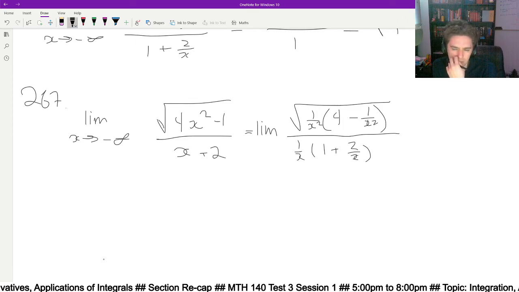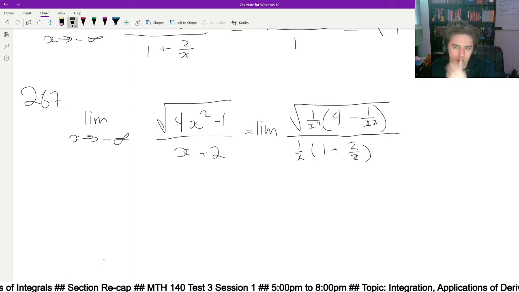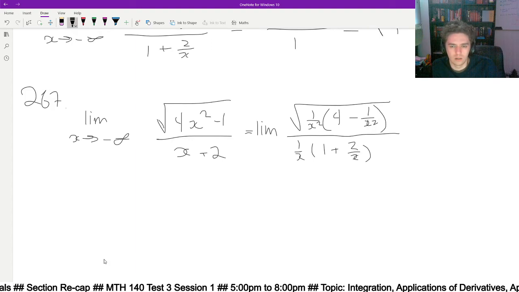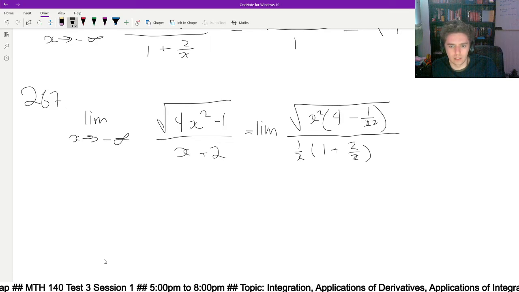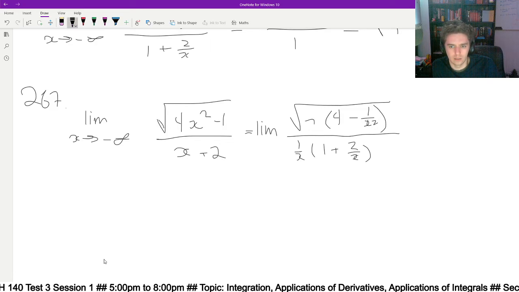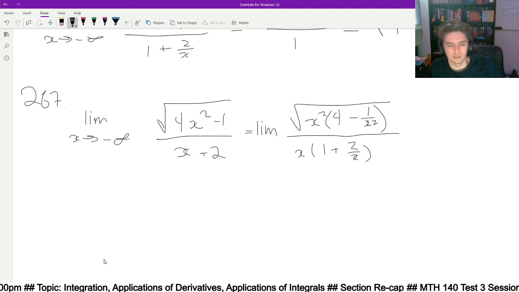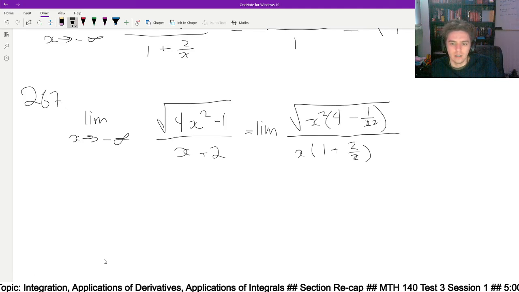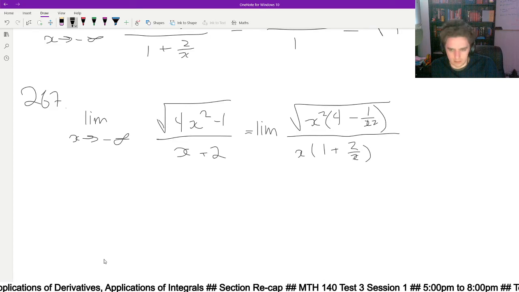Oh, hold on, but I still don't know what you're going to do with 1 over x squared. It'll just be x squared and x. Oh, yeah, you're right. This would just be an x squared here, this would just be an x squared, and this would just be an x. I don't know why I was factoring wrong there. Okay, good. So we're good.